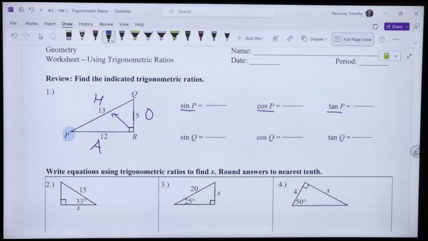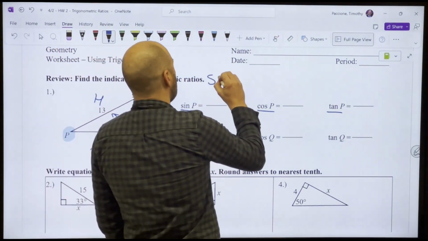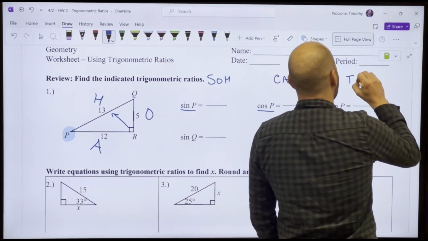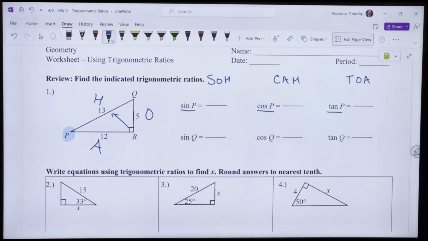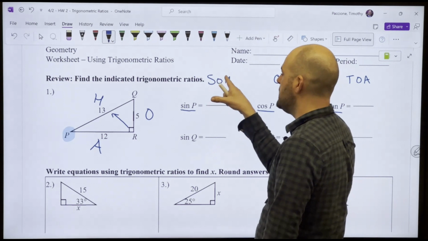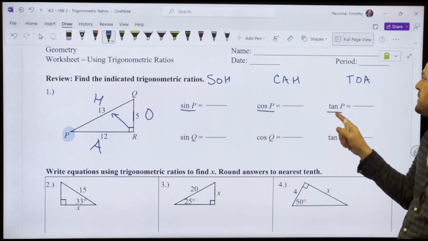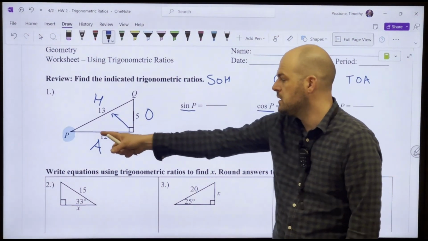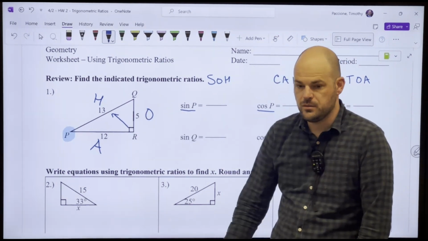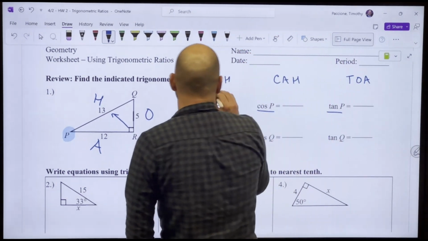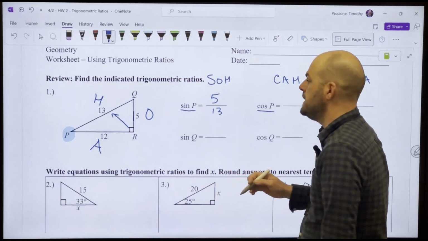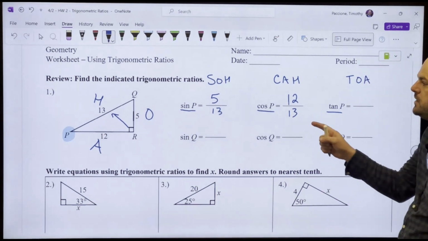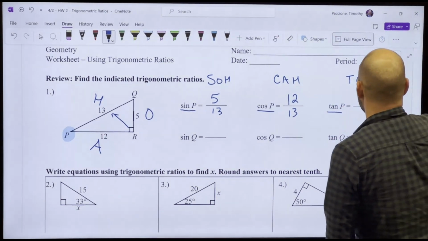You have those pieces. Now, you remember that sine is soh, cosine is cah, and tangent is toa. And you just need to plug in each piece, right, for each one. Sine, opposite over hypotenuse. Cosine, adjacent over hypotenuse. Tangent, opposite over adjacent. Okay? So sine of p is its opposite over hypotenuse, or 5 over 13. Cosine is adjacent over hypotenuse, 12 over 13. And tangent is opposite over adjacent, or 5 over 12.